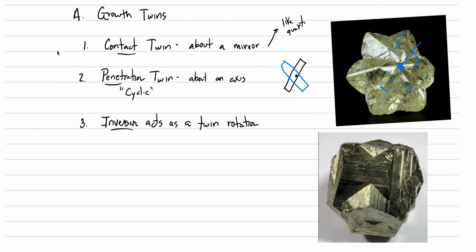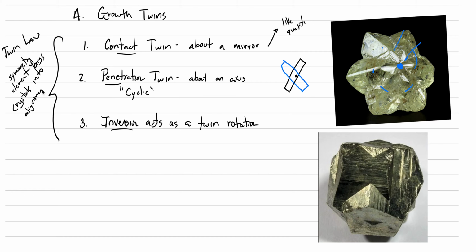These 3 types of growth twins can all be organized together as twin laws. So this is what we call them. A contact twin is a twin law. They're twin laws that are related by a symmetry element that brings them into alignment. And we'll put that here. We'll say that a symmetry element brings crystals into alignment, or would bring them into perfect alignment, right? Like this crystal here would be brought into perfect alignment with this one with our rotation of 60 degrees.